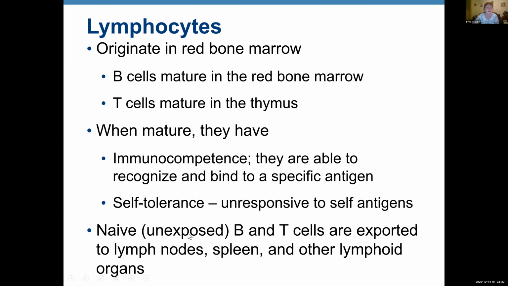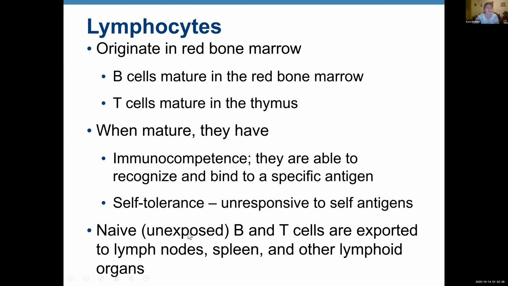And those naive B and T cells move from the bone marrow and from the thymus to lymph nodes, spleen, and other lymphoid organs, and they stay there until they meet with their antigen.